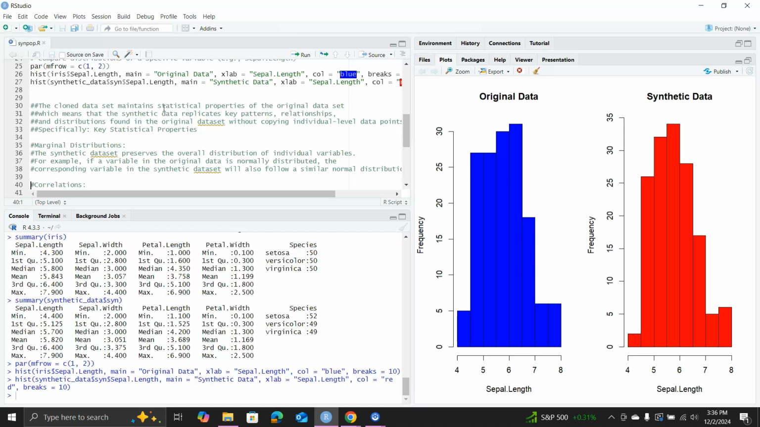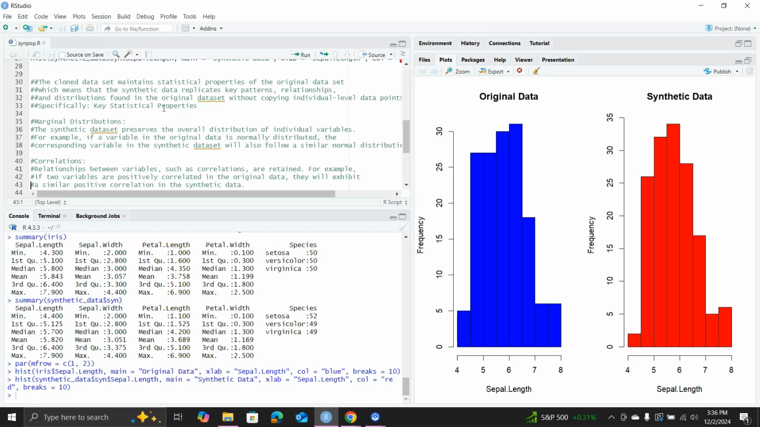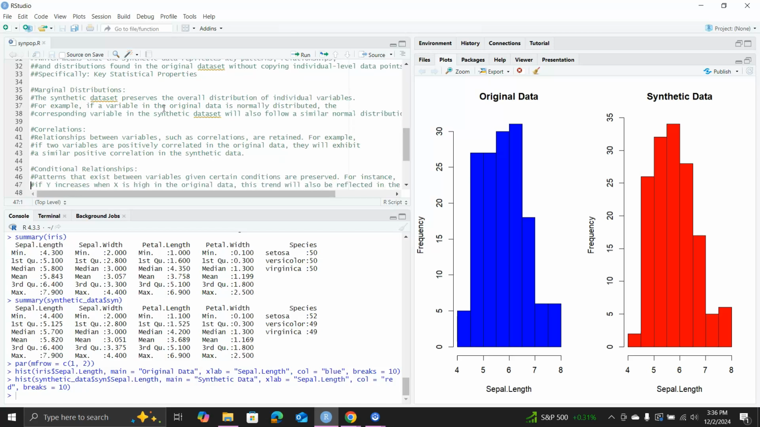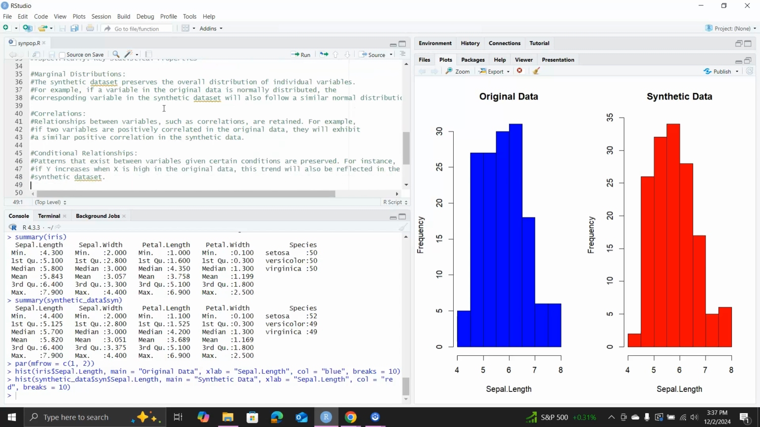Okay. And correlations. So you have 2 variables. The relation between variables such as correlation is retained. For example, if 2 variables are positively correlated in the original data set, then they will have a similar positive correlation in the synthetic data set. And also conditional relationships. Patterns that exist between variables given certain conditions are preserved. For example, if y increases when x is high in the original data set, this trend will also be reflected in the synthetic data set.